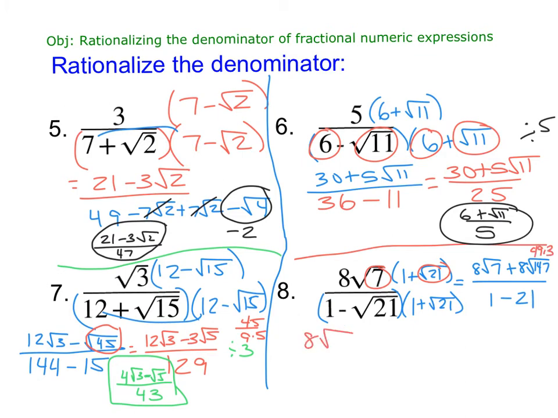So we get 8 root 7 plus 8 times the square root of 49. Square root of 49 is 7. 7 times 8 is 56. Root 3 all over negative 20. I can divide everything by 4. So that my final answer is 2 root 7 plus 14 root 3 all over negative 5.